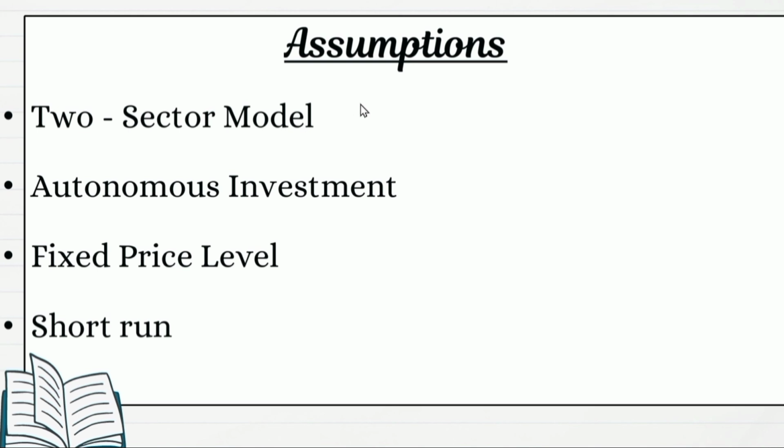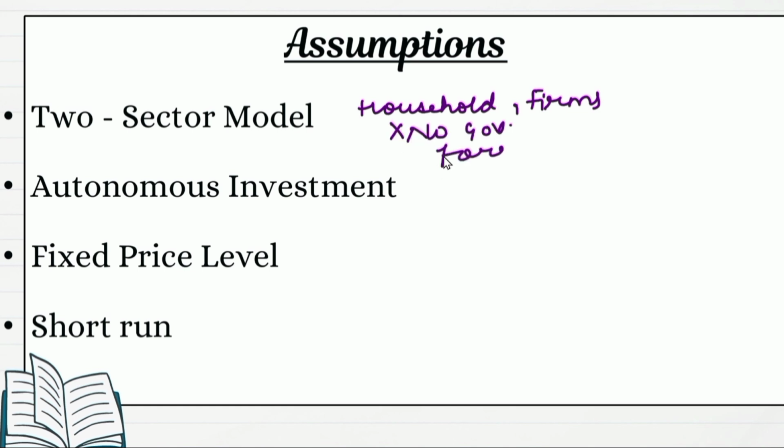So it's a two sector model, which means that there are only two sectors involved to determine the equilibrium level of income, and they are households and firms, which means there is no government and foreign sector involved to determine the equilibrium level of income. Then the autonomous investment. So investment is constant. It is not influenced by the level of income. So it doesn't matter what the level of income is, the investment is going to be fixed.